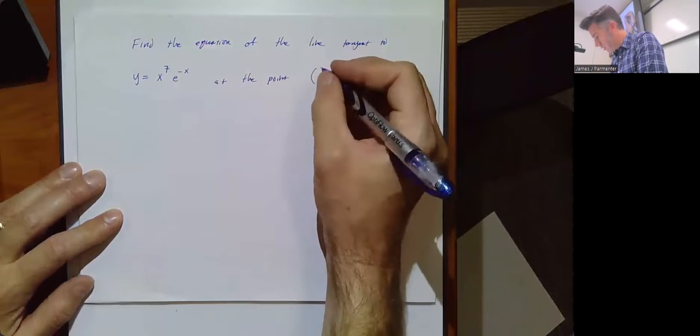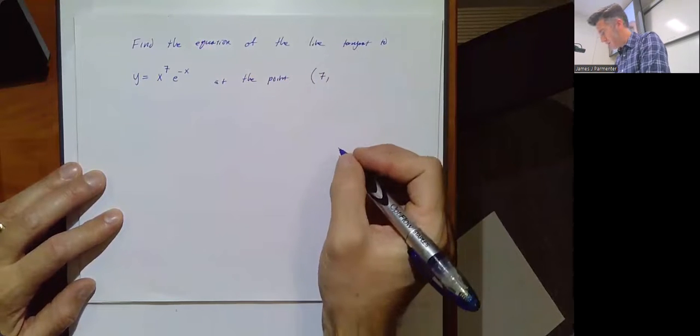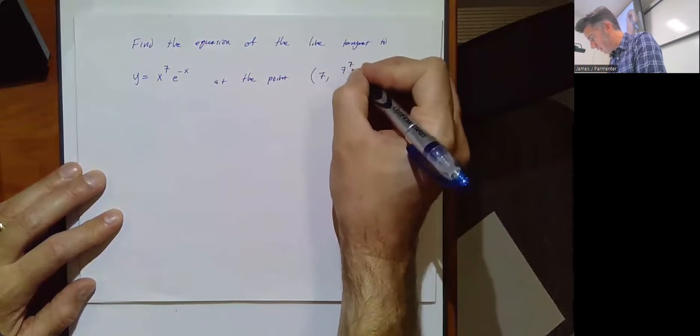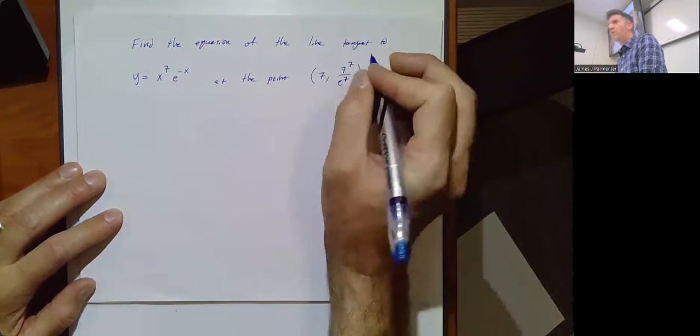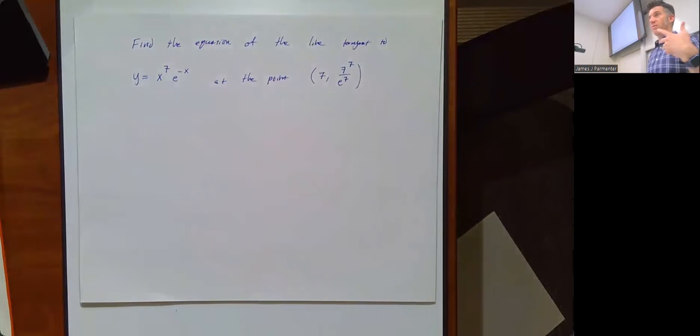7, comma 7 to the 7th over e to the 7th. I suppose I could simplify the 7 to the 7th with a calculator, but it's not super important. They do a similar thing in the problem here.